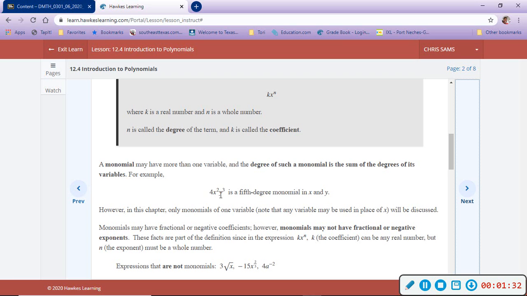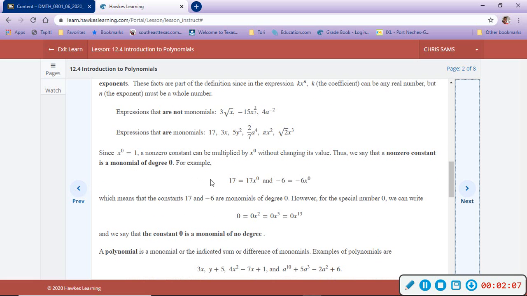So instead of just looking at each number individually, since this is all one term, and we know it's one term because there's no separation between these terms with a plus sign or a minus sign. If it's all stuck together, multiplied together, that would be one term. That's what they call a monomial. The coefficient is 4. The degree is 5 because there are 2 x's and 3 y's. So 2 plus 3 is 5, all in this one term.